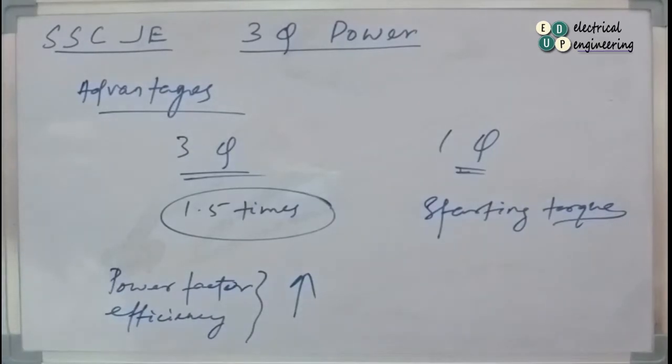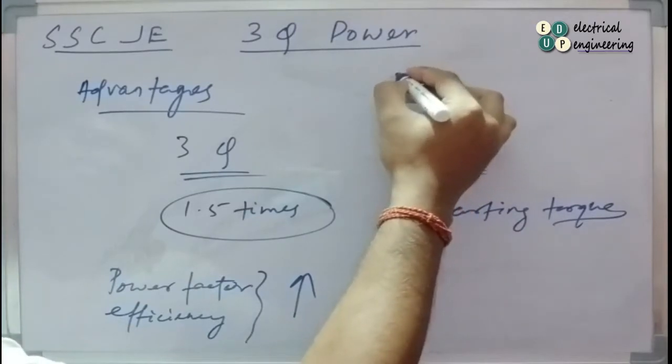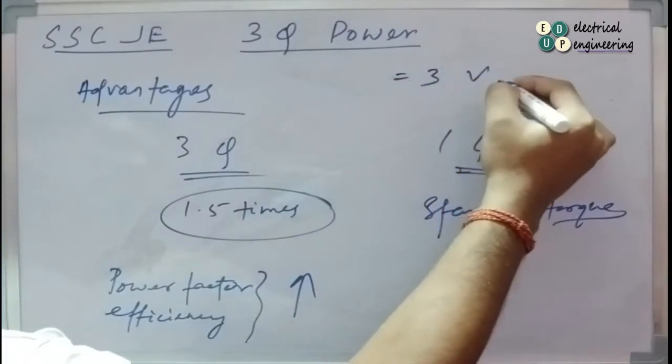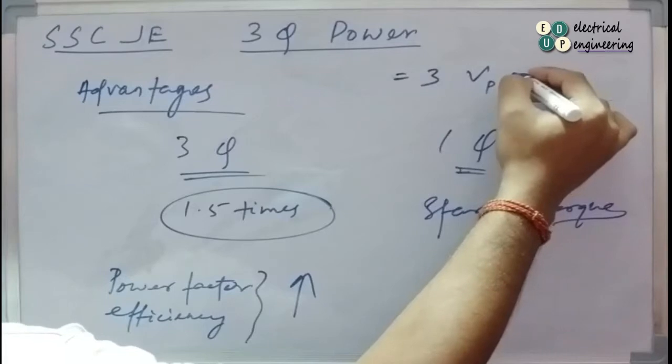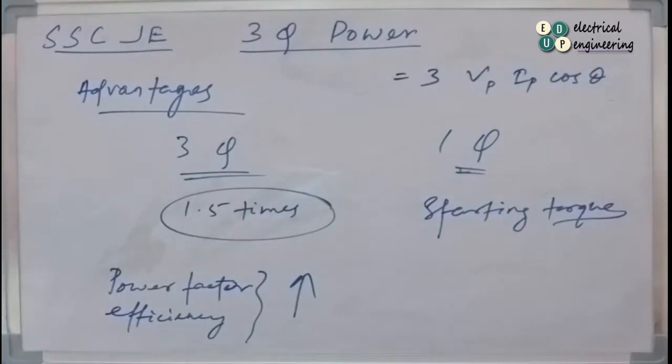So let us go to the power equation. I have already given you the power formula for three-phase, that is 3 into V phase into I phase cos theta, right? It is the power. So how are we going to derive it? Let me discuss this.